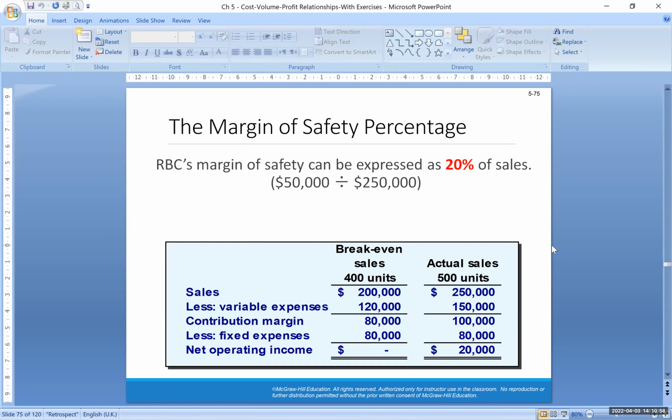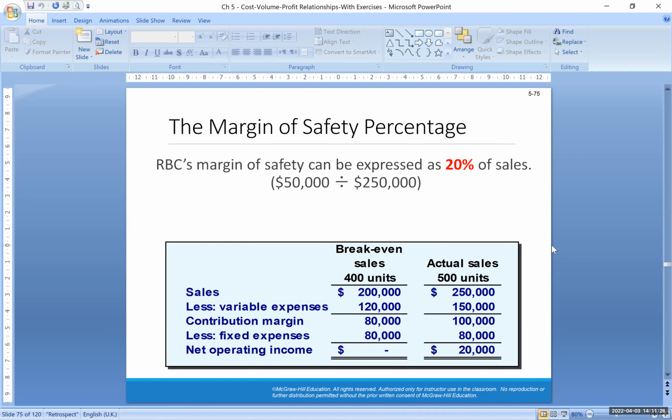The margin of safety can be expressed in terms of the number of units sold. The margin of safety at the company is 50,000, and each bike sells for $500. So the margin of safety in units is 50,000 divided by the price, which is 500, and the answer will be 100 bikes.